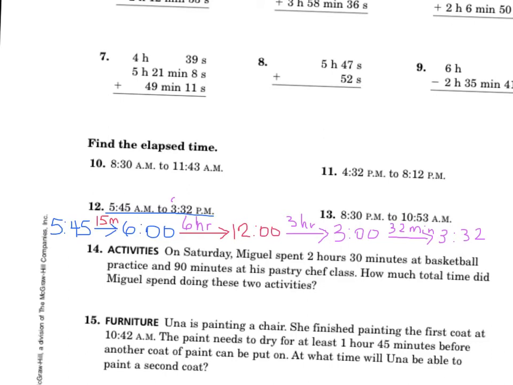Now let's add our hours together. 6 hours plus 3 hours, that's 9 hours. And then 15 minutes plus 32 minutes. I don't know, I'm going to add that together. That is 47 minutes. So that is 9 hours and 47 minutes.